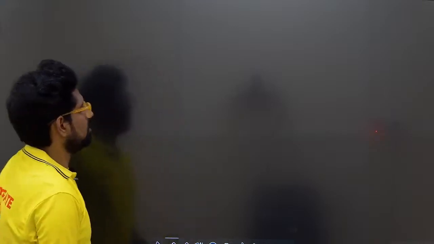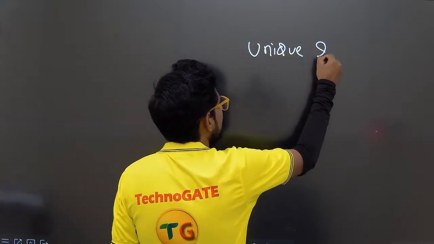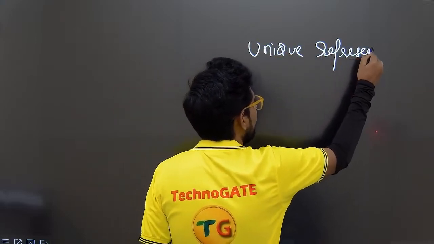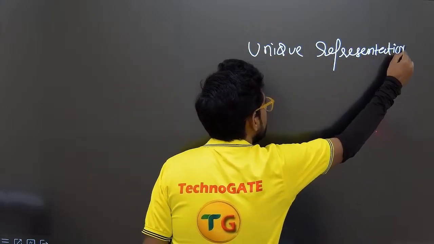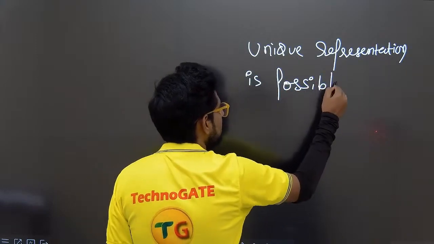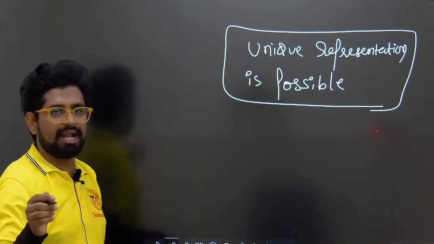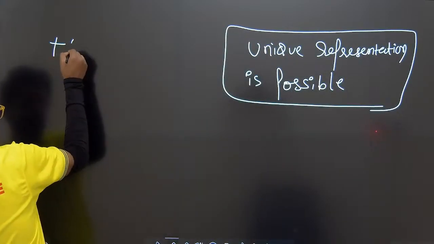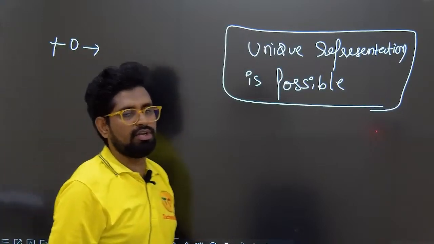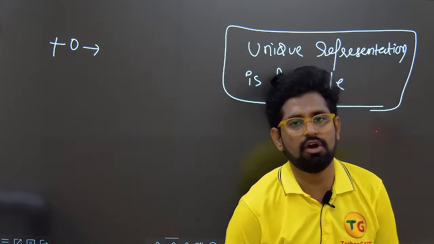That is, unique representation is possible in 2's complement. So how is it possible? The advantage is unique representation is possible in 2's complement system. So how is it possible? Let's observe here. Plus 0. Anyhow, I told you very clearly that for positive numbers we are not going to perform any complement.